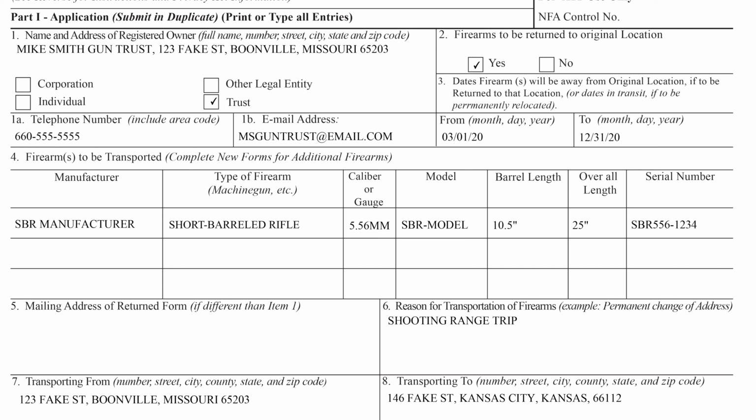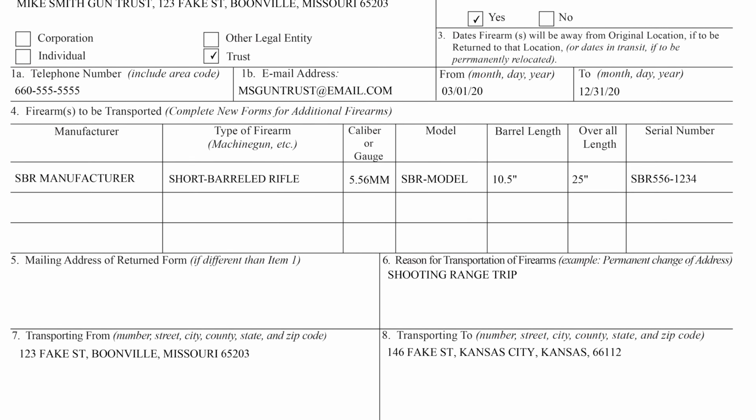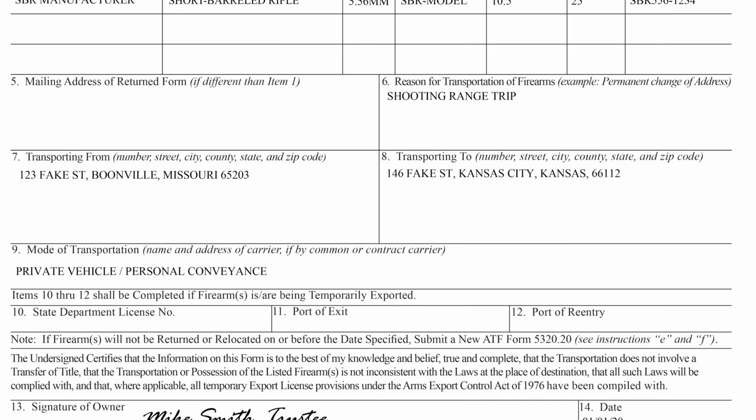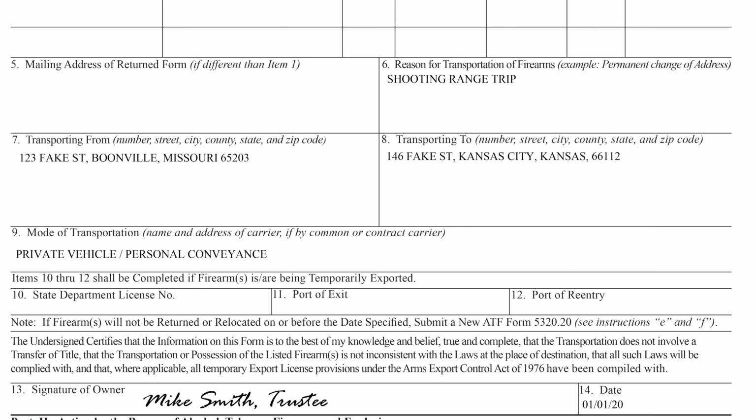If you're transporting more than 3 NFA firearms or permanently moving more than 3 NFA firearms, then you will need to complete a second ATF Form 20 for those NFA firearms. This completes the information for the NFA firearm or NFA firearms that you're transporting or permanently moving section. The next section is the address section of the ATF Form 20.